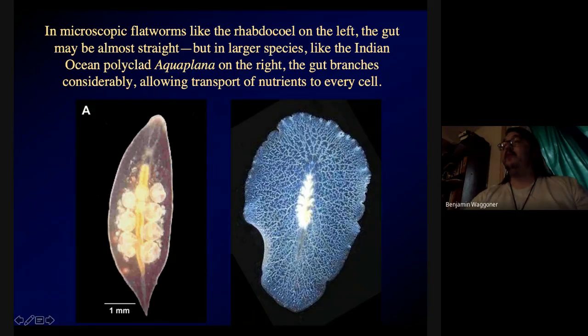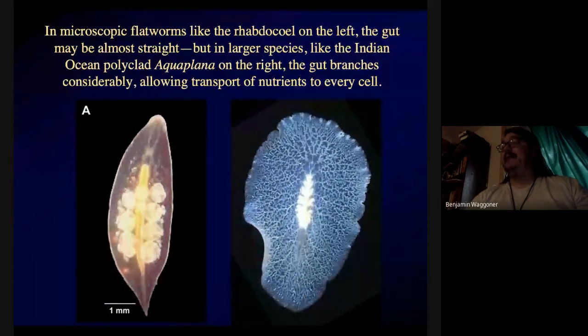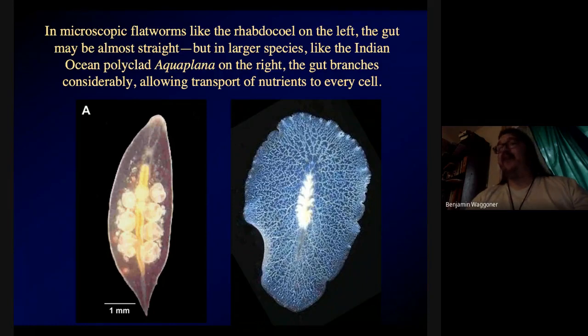There's a much larger species on the right. That's an Indian Ocean marine species called Aquaplana. And you can see that there's this lacy, delicate, almost moss-looking stuff growing through the body. The main gut is that white thing in the dead center of the body, but branches of the gut form that mossy-looking network that runs throughout the body and transport nutrients to every cell. There's no real need for a circulatory system, but branches of the gut suffice to get nutrients to every cell.